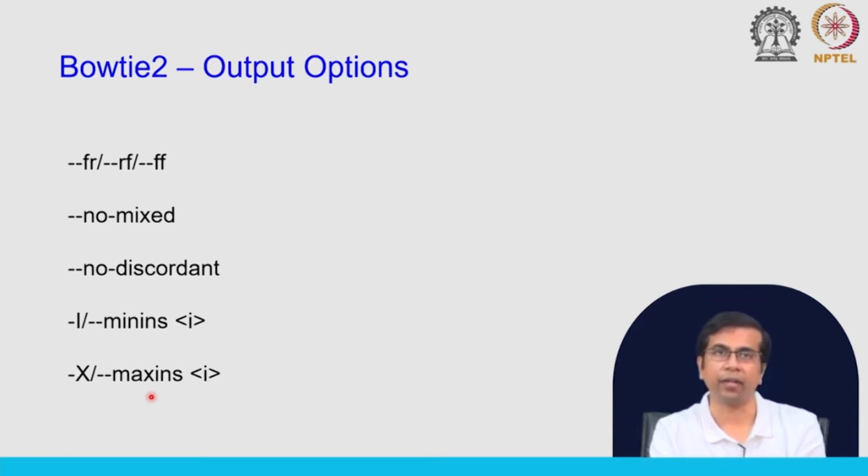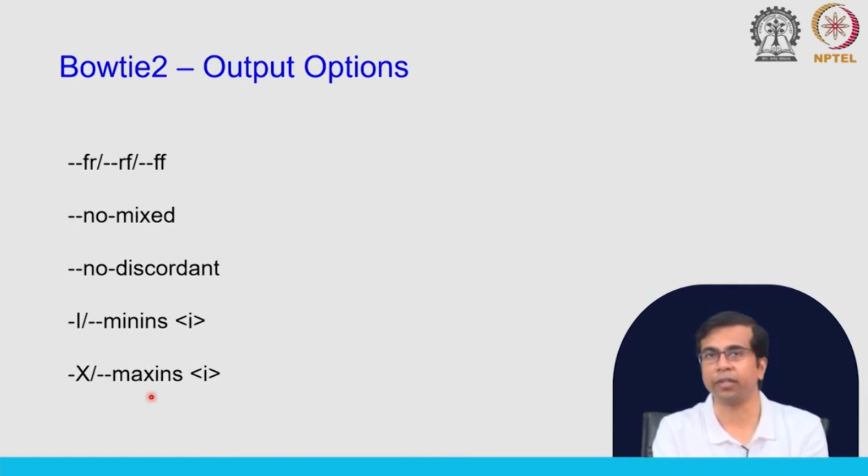The -fr option is useful for Illumina data, when you are dealing with paired end data. So, these options mostly apply to paired end data, not single end data. You also have the --no-mixed option. This leaves out certain types of alignment which you may not require.